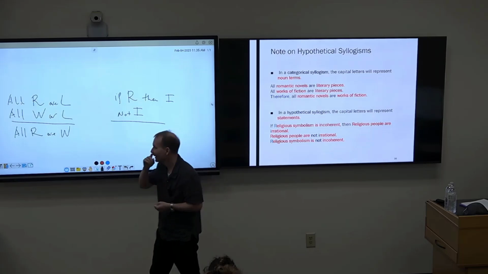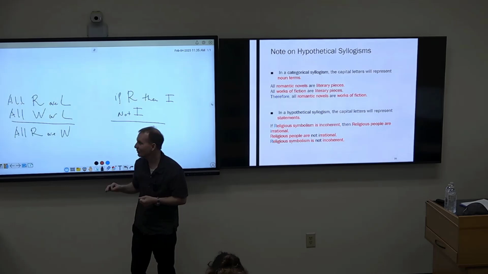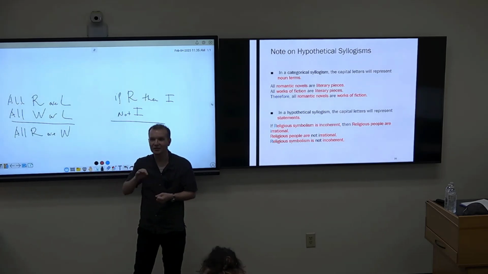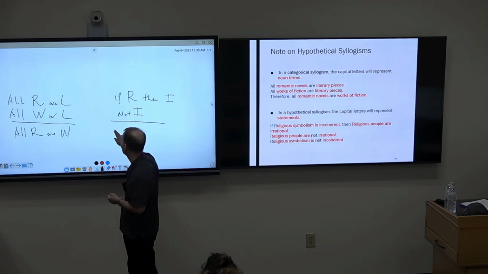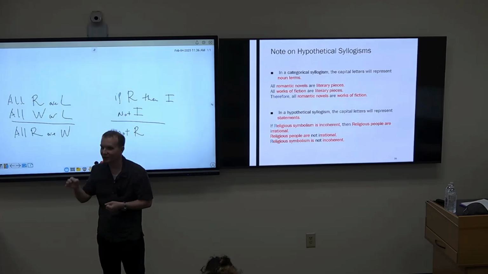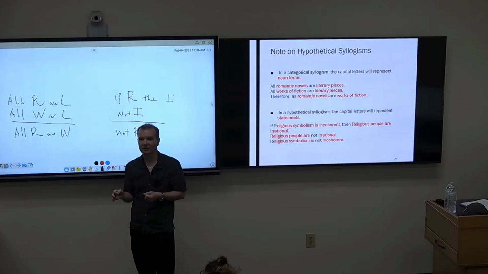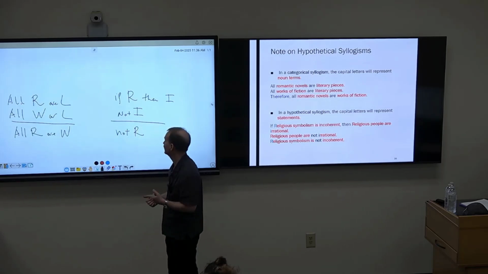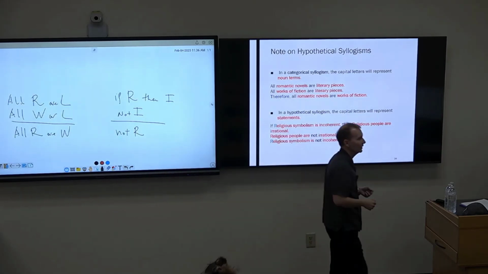And similarly with the conclusion, since religious symbolism is incoherent is R, religious symbolism is not incoherent is, okay, let me repeat it. Since religious symbolism is incoherent is R, religious symbolism is not incoherent is not R, right? Because you are denying that. You're saying that's not the case. If R is religious symbolism is incoherent, not R is religious symbolism is not incoherent. It's a denial of the original. Okay, so that's the form here. This is how you extract it from hypothetical syllogisms.